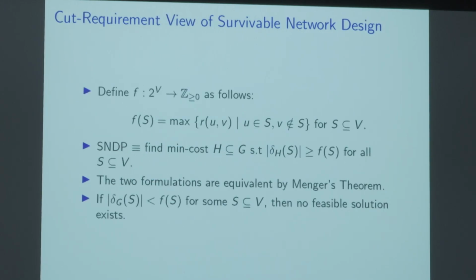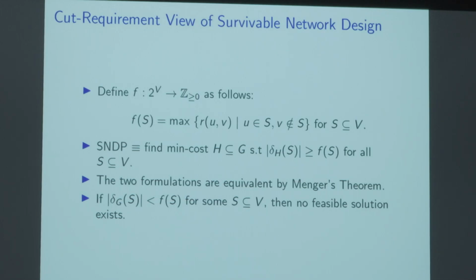There is another view of network design which is called the cut requirement view. Instead of saying that I want so much connectivity between pairs of vertices, you can ask that I want this many edges across a cut. So basically it's a cut covering problem.